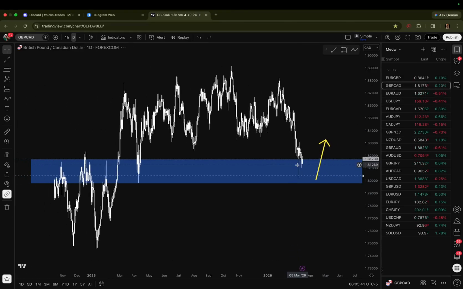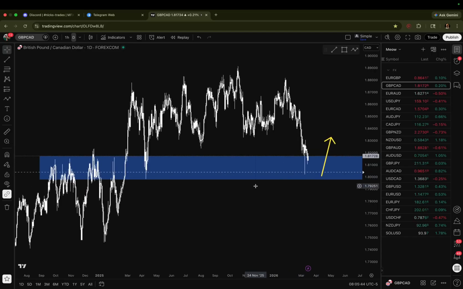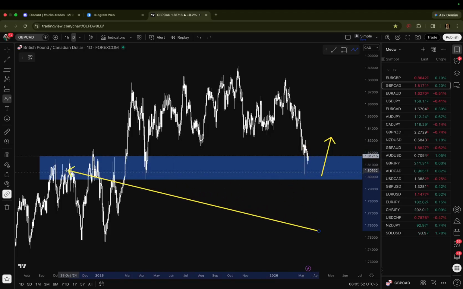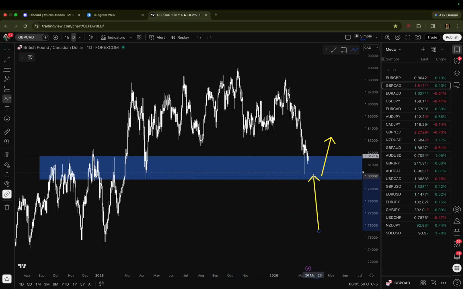GBP CAD is basically the same situation as Euro GBP. I'm waiting on price to get deeper into this zone. The first touch here into this zone, it bounced way too quickly for me to even capture an entry. But I'll be waiting for price to pull back here to these previous highs, and then mainly this previous low right here. If we can get down to that previous low, I think that will be a great trading opportunity for buys.